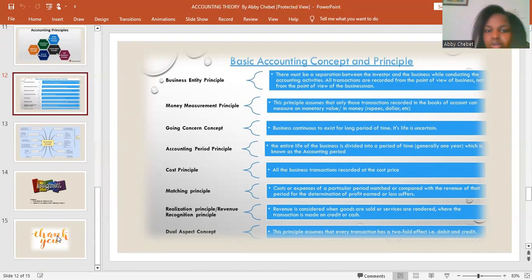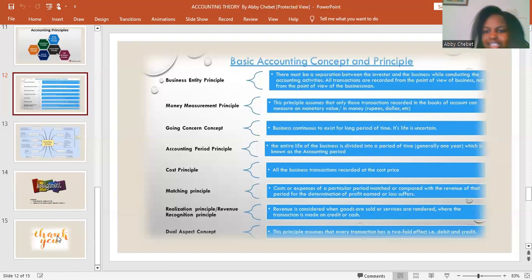We also have the going concern concept. It means the business should continue to exist for a long period of time. Its life is uncertain. You cannot give a business a lifetime to expire. It has to be continuous. That's the going concern concept. We have also the accounting period principle. The entire life of the business is divided into periods of time, generally 1 year. That's why there's usually reviewing of accounting information and all that.